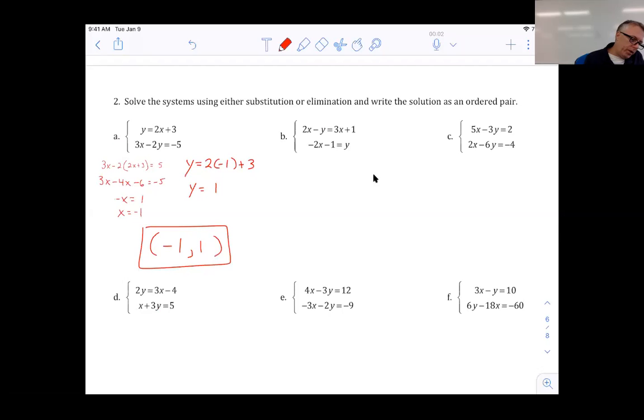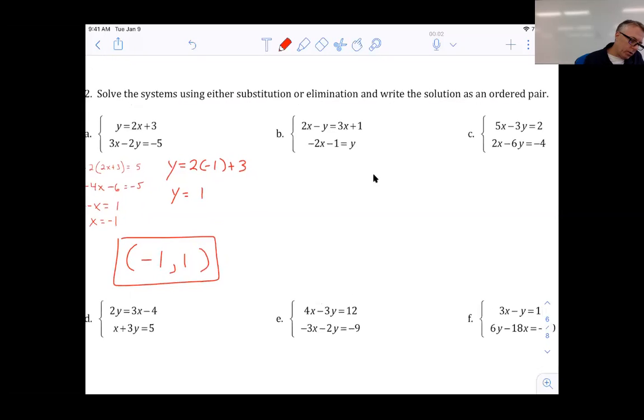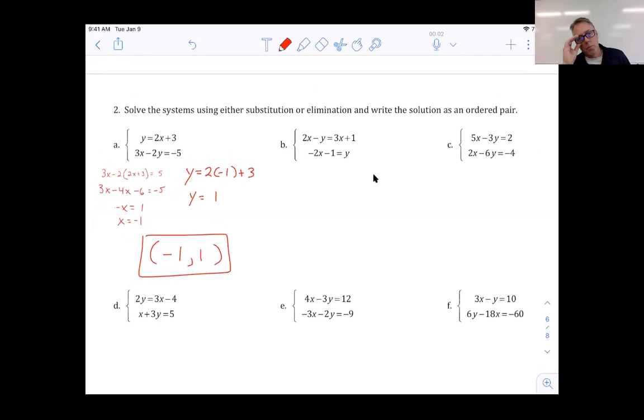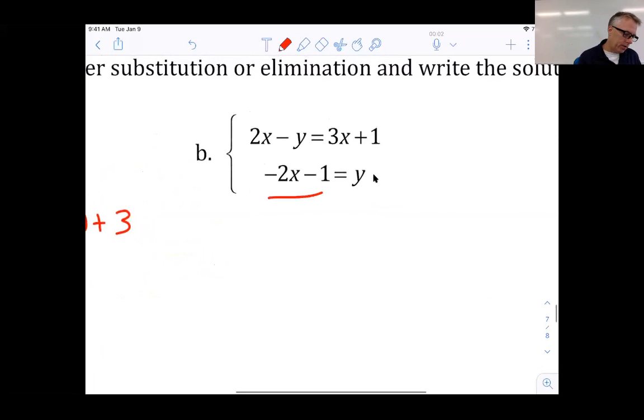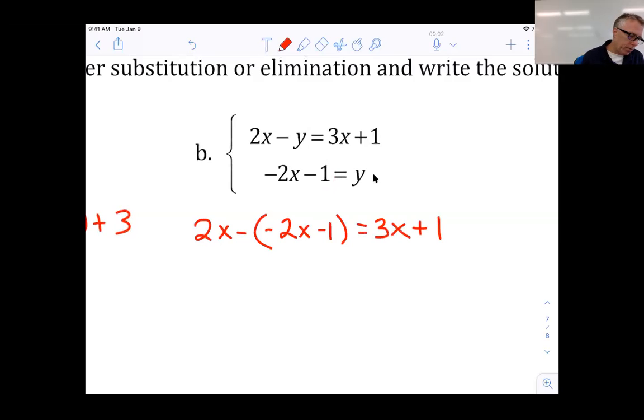All right, for 2b, again, that looks like a pretty good substitution question. Before I move on to 2b, are there any questions on part A? All right, well then I'm going to take this and plug it in for my y. Now you got to be careful when you do this because it has that minus sign out front. Make sure that you put in parentheses the negative 2x minus 1 because I'm going to have to distribute that negative sign.